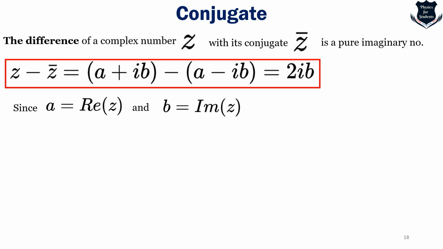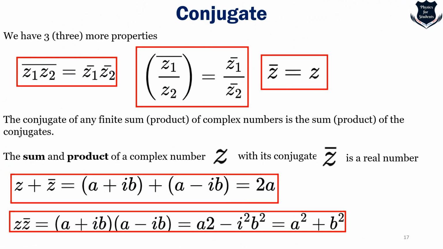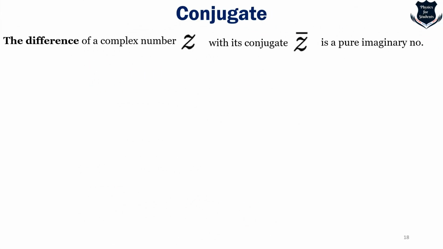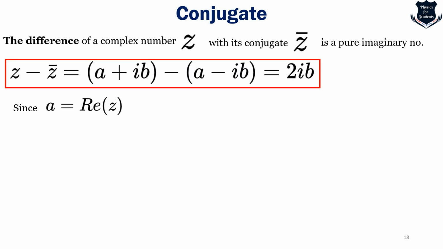So this property, if I go back, let me go back, yeah. This actually has three important properties, right? The conjugate of any finite sum or product of complex numbers is the sum or product of the conjugates, and I have shown you how it happens. And now this one is also equally important. That is, the difference of a complex number and its conjugate is purely imaginary, and from this, because a equals the real part of z and b equals the imaginary part, it yields two important formulas.